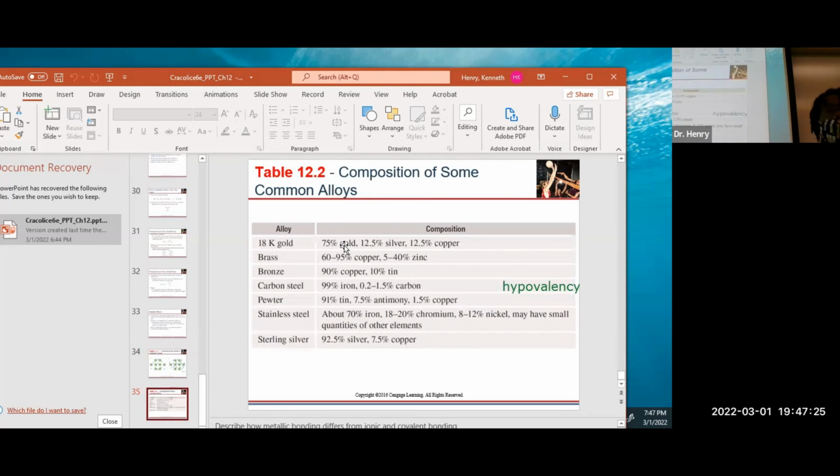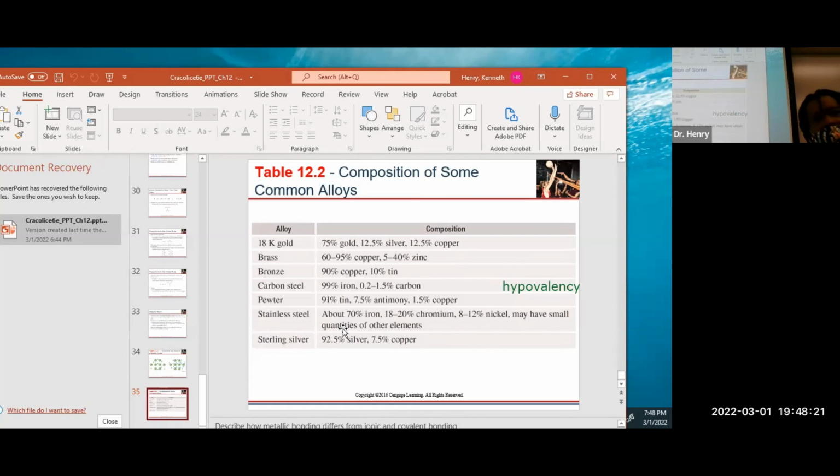Alloys are basically metallic bonds that have mixtures of metals. So it's like a metal bond. That's why we call it metallic bond. In that case, 18-karat gold is 75% gold, 12.5% silver, 12.5% copper. Brass is 60 to 95% copper, 5 to 40% zinc. Bronze is 90% copper, 10% tin. Carbon steel is 99% iron with 0.2 to 1.5% carbon. Pewter is 91% tin, 7.5% aluminium, 1.5% copper.